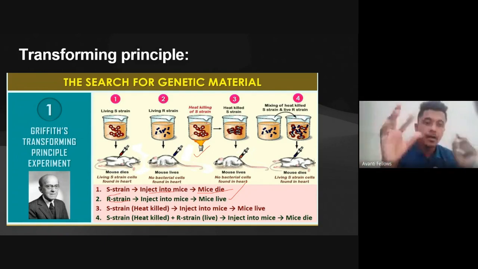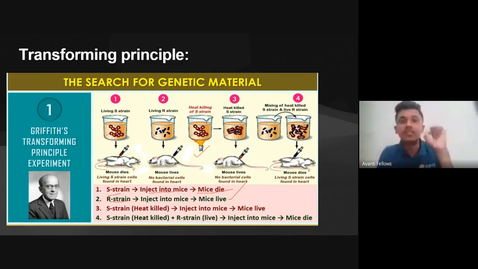So what happened in the third experiment? He takes the smooth strain, he heat kills it. That means he suddenly increases the temperature, and then he takes that bacteria and injects it into the mice. The mice will live. What is the explanation for this? When he increased the temperature, we now know the scientific analysis of it. When we increase the temperature, the proteins that were helping this bacteria to have this virulence got destroyed.